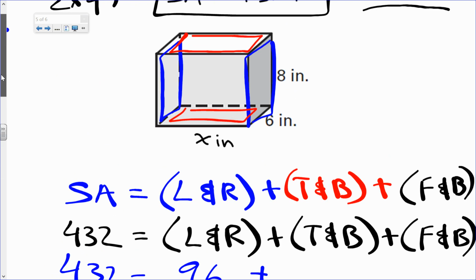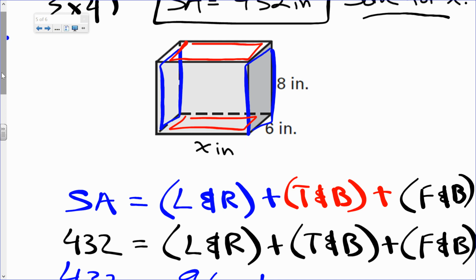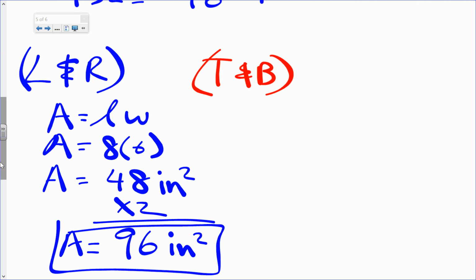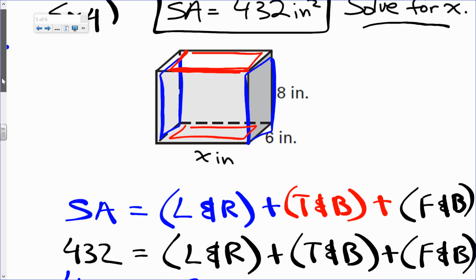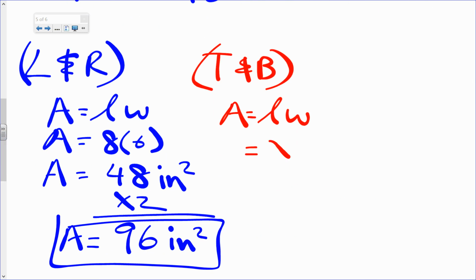What kind of shapes are the top and bottom? What's the area formula for a rectangle? Nice. Right? So let's focus on the top rectangle now. What's the length of the top rectangle? What's the length right here? How much is this? There's X inches, right? Don't be afraid of X. So X is the length. What's the width of the top?